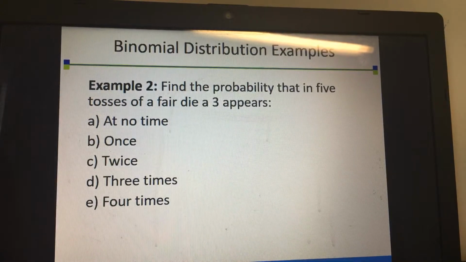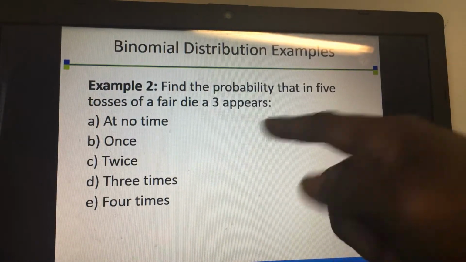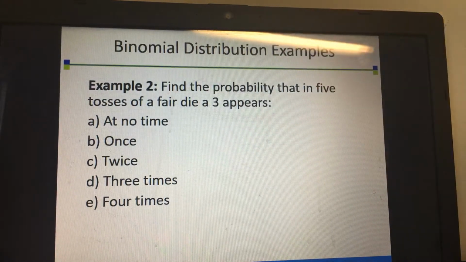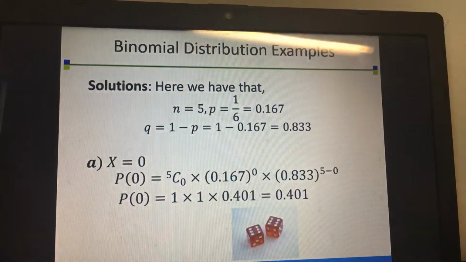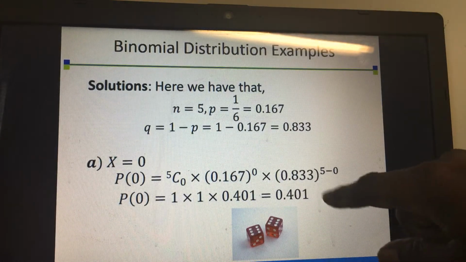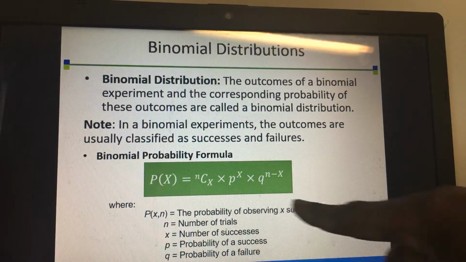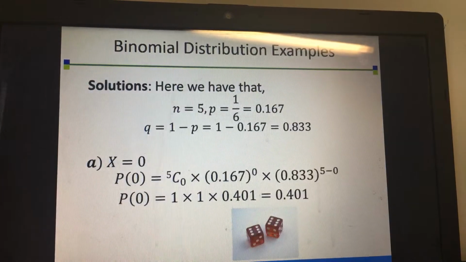So now let's go back to the question. It says 3 occurs. Part A said at no time. At no time, that means our x is 0. See? Now we can plug all this into the formula. Whenever you see n, put 5. Whenever you see x, put 0. Whenever you see p, put 0.167. If you see q, put 0.833. We put them in this formula right here, and that will give us the answer to part A.